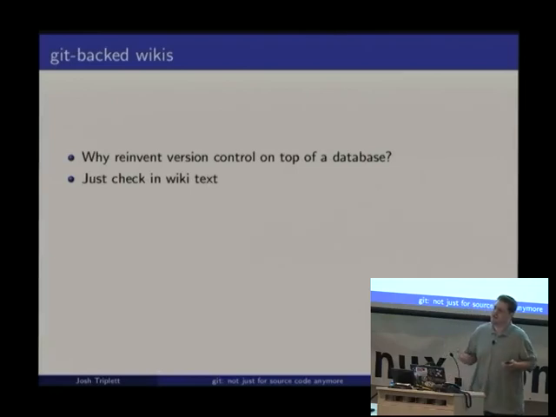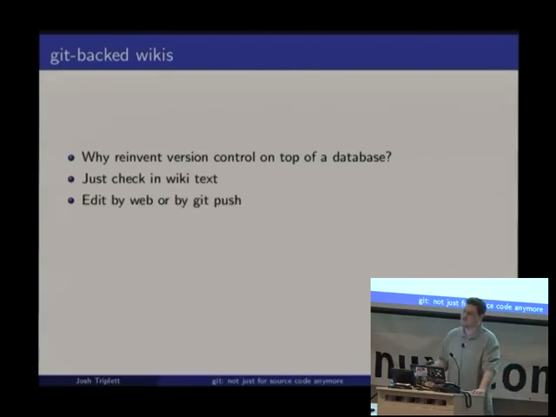Another fun one is Git-backed wikis. Well, if you're building version control effectively, why are you doing it on top of a database rather than a version control system? You look at something like MediaWiki, and it's actually building version control on top of SQL. Why not just check in your wiki text into a Git repository? And the nice thing about this is for free, you get the ability to not just edit by web, which is actually now the harder case because you have to go run git commands from a CGI, but you can edit by git push. Just push new content to the wiki and have it render from a hook.